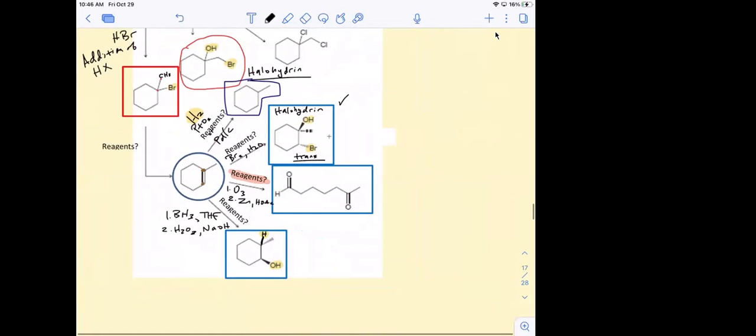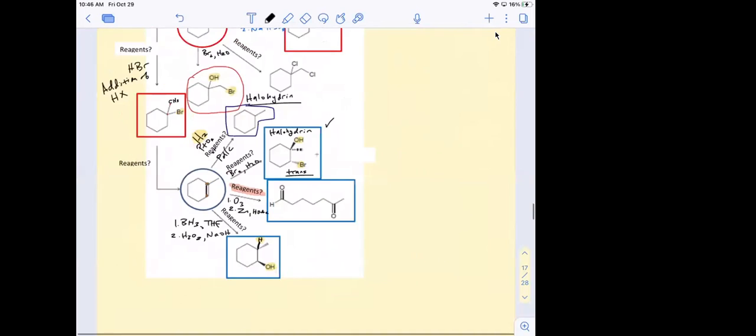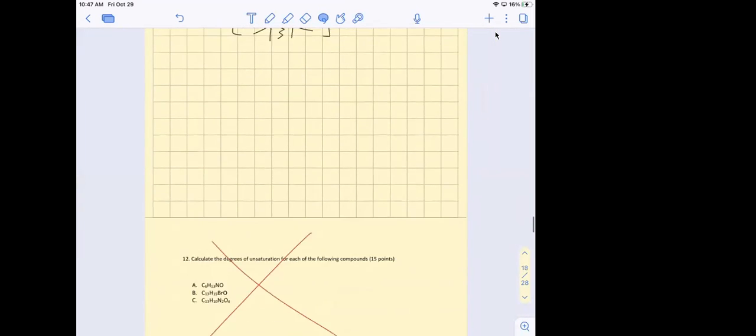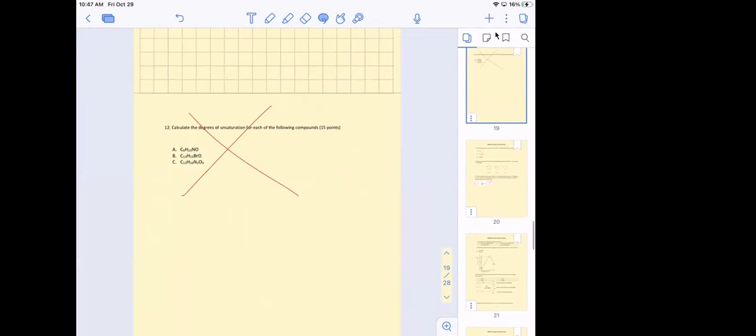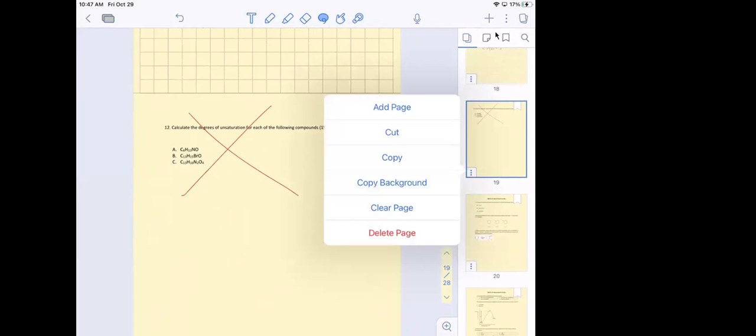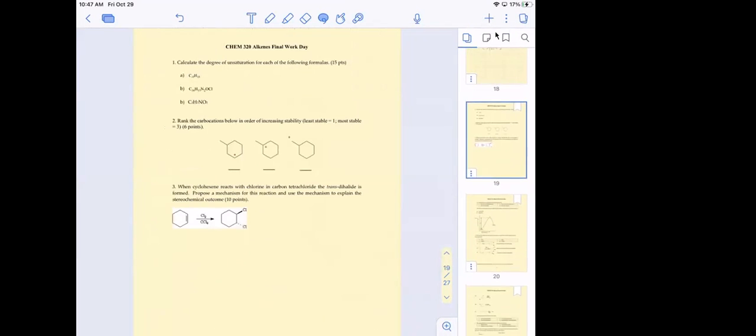All right. Time, we got what, 4 minutes left. Let's try to knock out this example right here, epoxide opening. It's not too bad. I think we could do it and be done. So let me add that. Add a page in. Let's take this page out. All right.